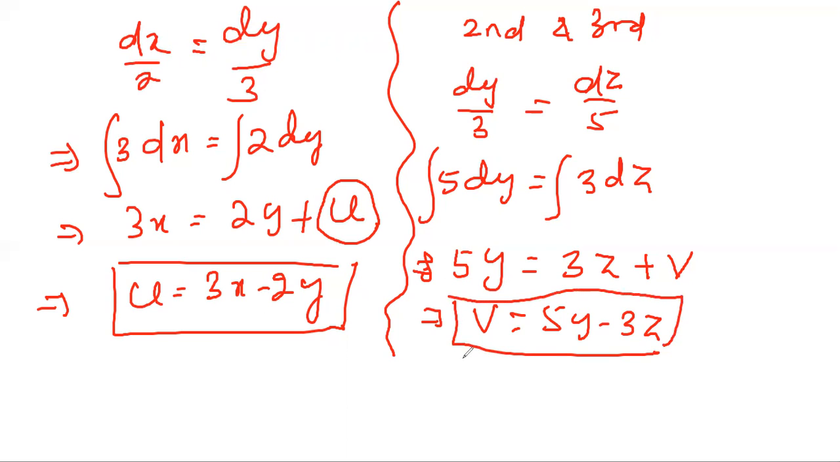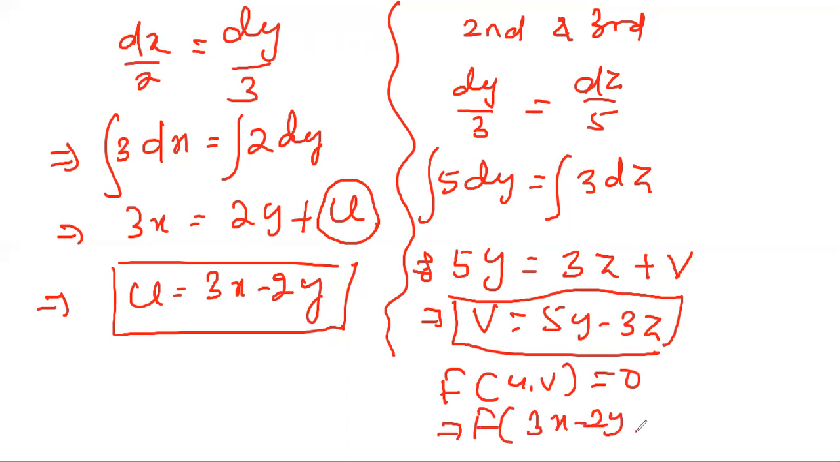So we need the solution. The solution is a function of u comma v equal to 0, or the function of 3x minus 2y, 5y minus 3z equal to 0. This is the solution of the given equation.